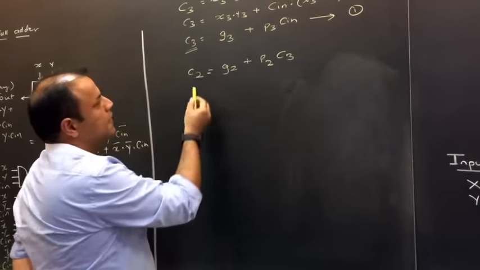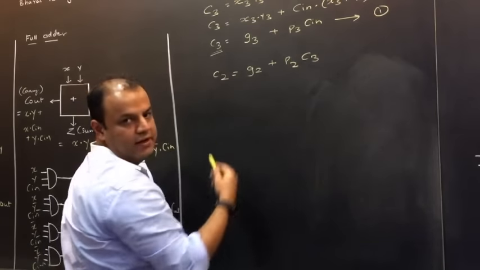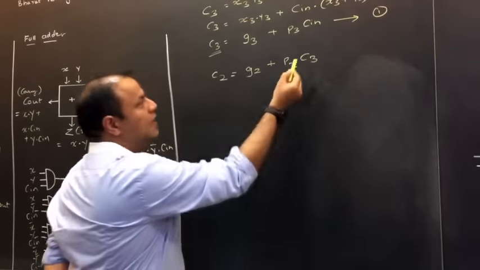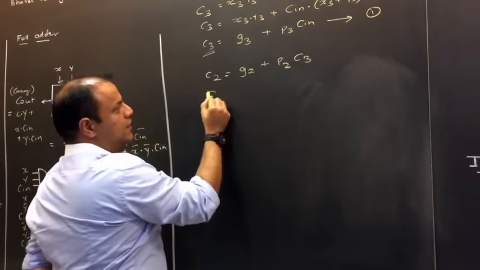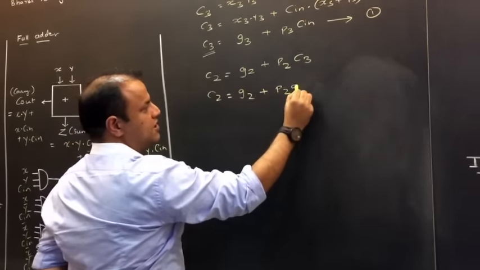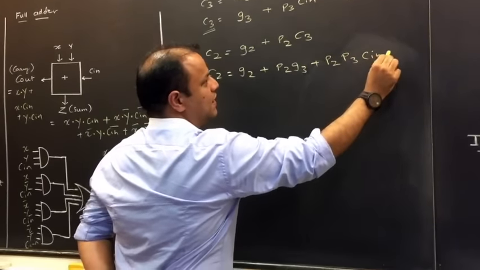So what does this mean? Using this formula I can produce C2, but to produce C2 I need C3, which means C2 can be produced only after getting C3. No, C3 has this formula. Substitute C3's formula over here. C2 will be G2 plus P2 G3 plus P2 P3 C in.